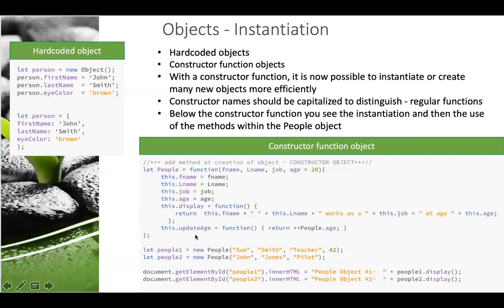And then I have two functions, the same two functions that we saw before. That's going to basically print out everything and update their age.